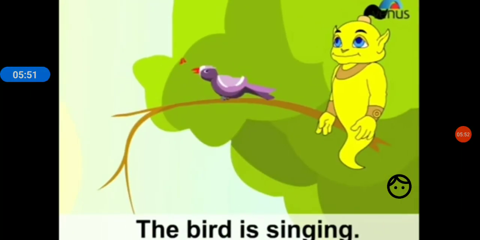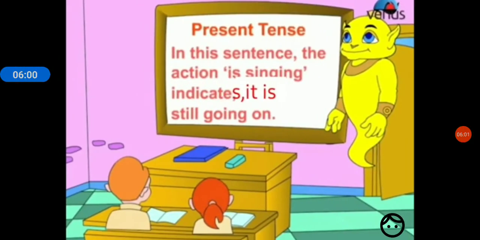Now see this example, children. The bird is singing. This shows that the bird is singing in present time. Now what is present tense? In this sentence, the action is singing. Which action is going on? Singing. So it indicates it is still going on. If an action is going on in the present time, for that we use present continuous tense.